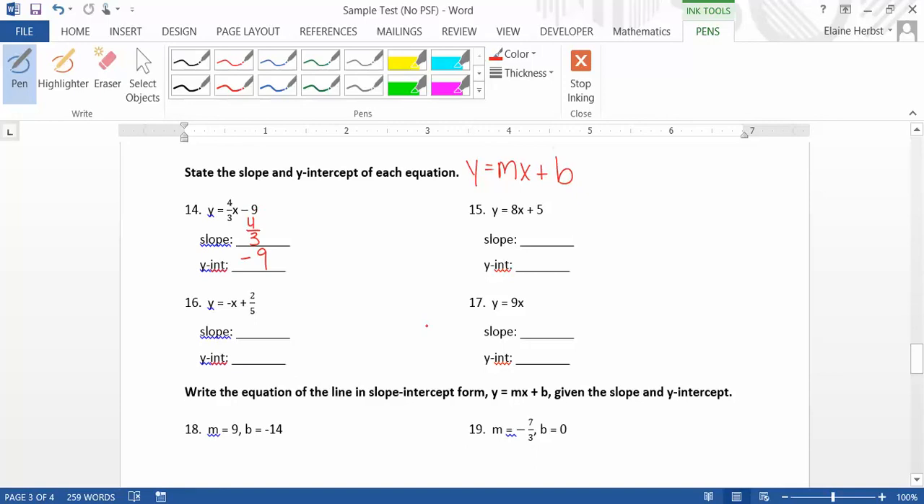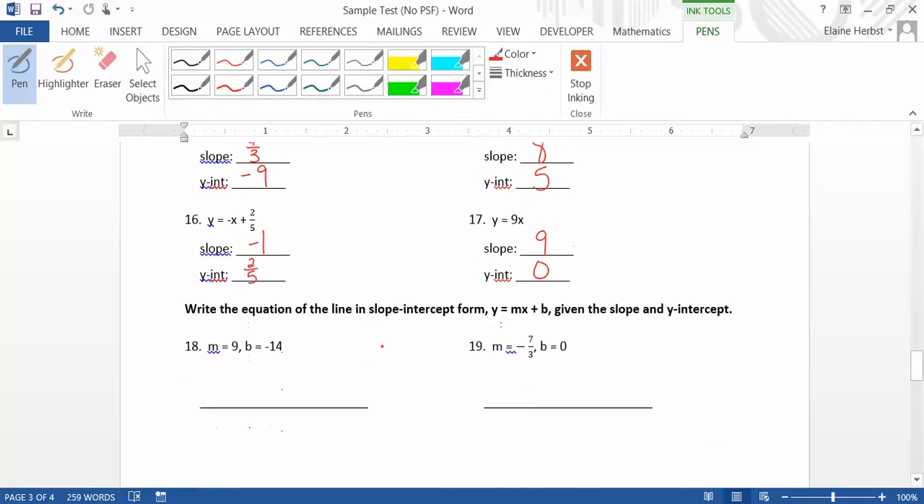Please pause the video here and then finish 15, 16, and 17, and then check your answer with me. There are the answers for 15, 16, and 17. Again, make sure when you're writing the slope that you're not including the x. Slope is just a number. The variable x should never be included when you're listing the slope.